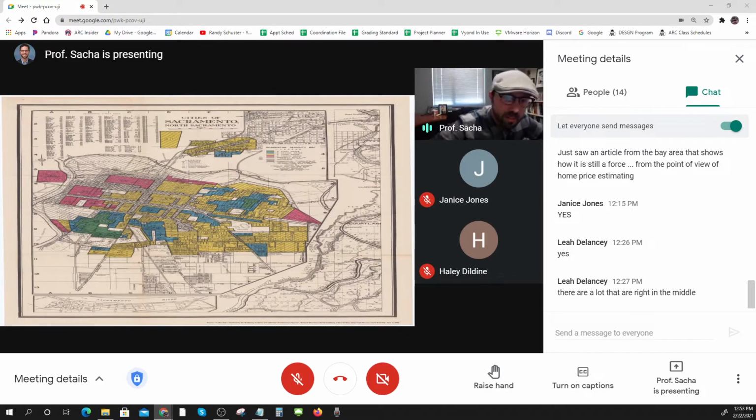This is what a redlining map looks like in Sacramento. You'll notice these red boxed areas. These are parts of Sacramento where non-white folks lived, right? Where Black African-American folks lived, where Latinx folks lived. So, there was I believe a Japanese community that was also redlined in Sacramento.